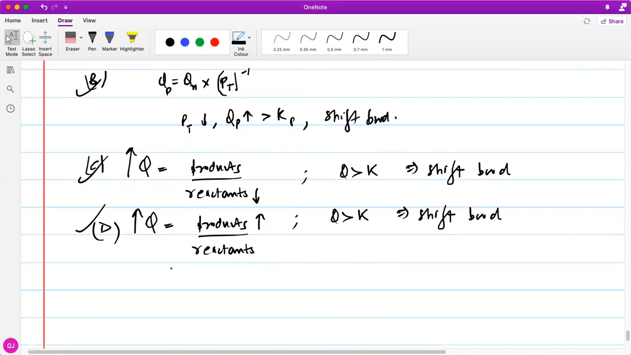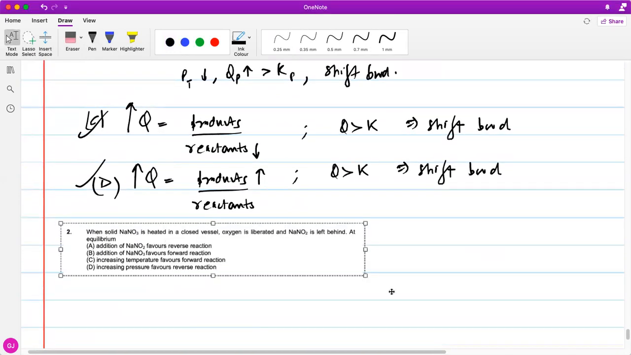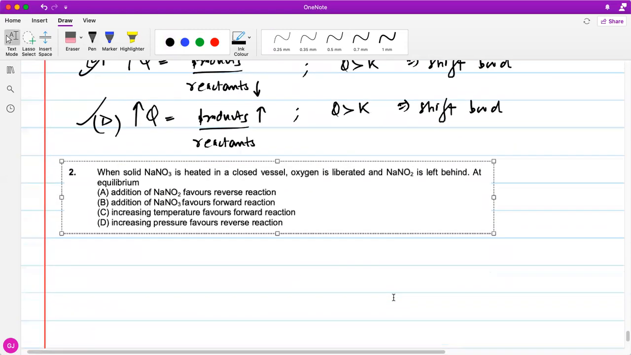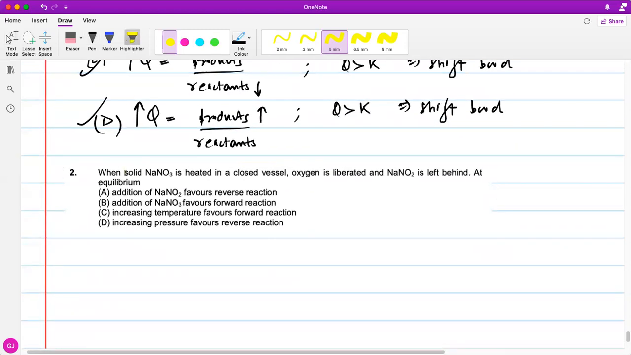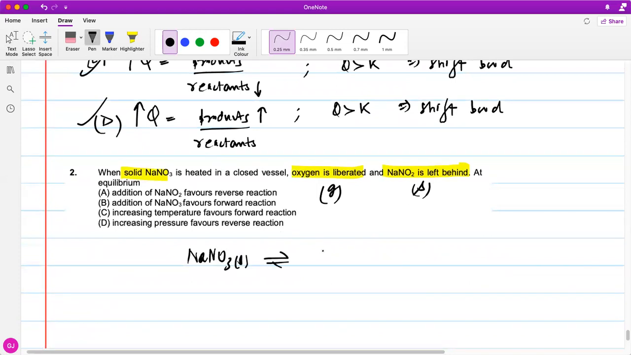Now, second question. The second question is definitely something which would require you to be a little more aware because of the language, right? NaNO3 is solid. NaNO2 is left behind, means that is also solid, and O2 is liberated, that means it is gas, right? So NaNO3 solid is in equilibrium with NaNO2 solid and half O2 gas, right?